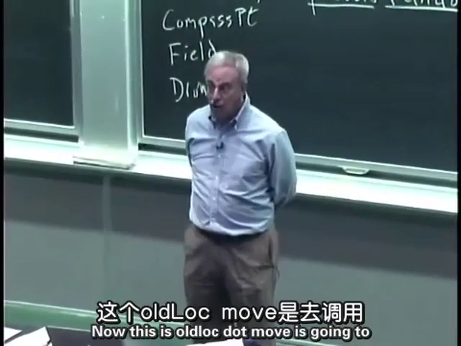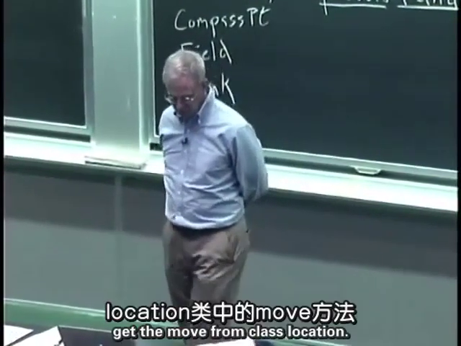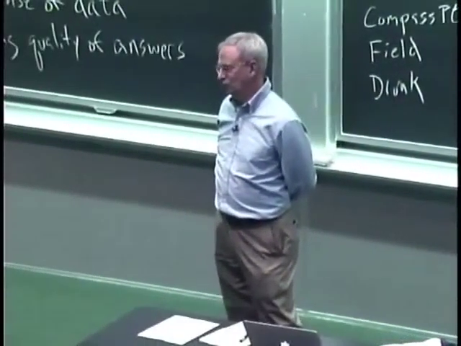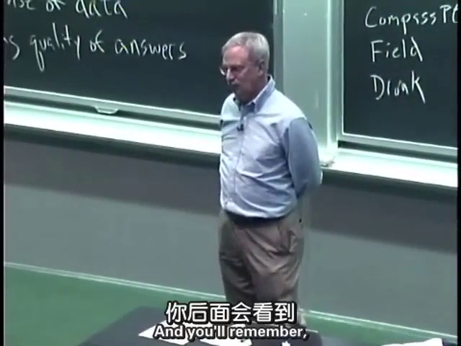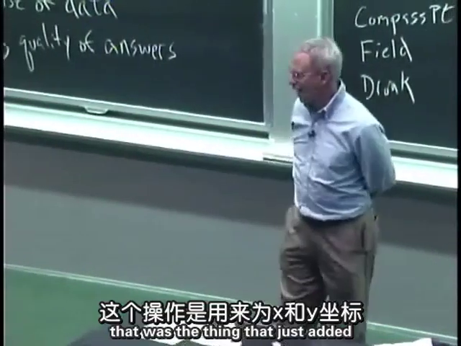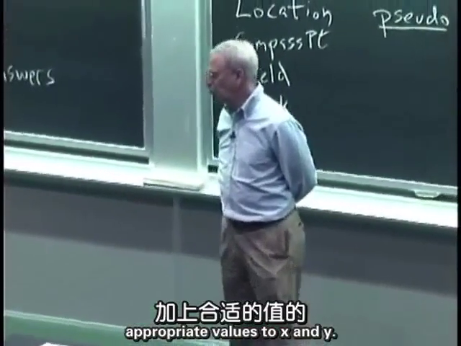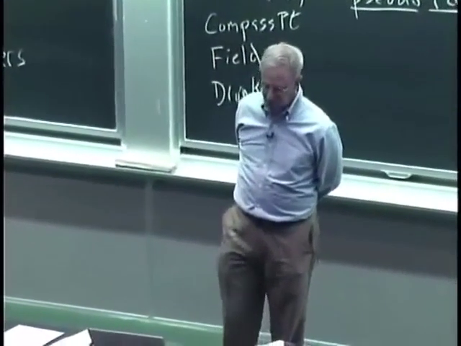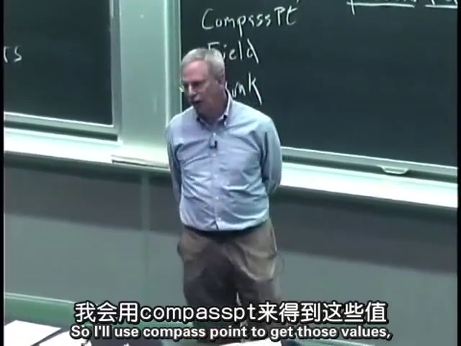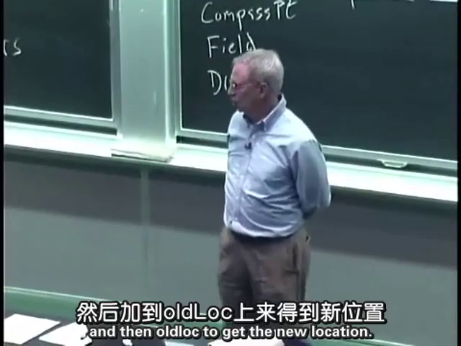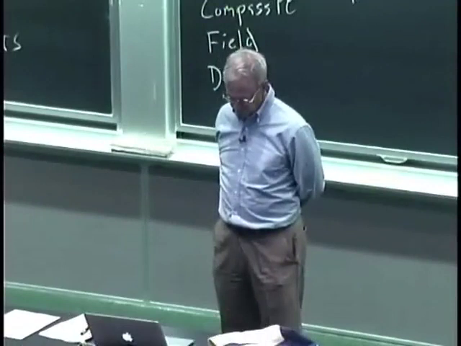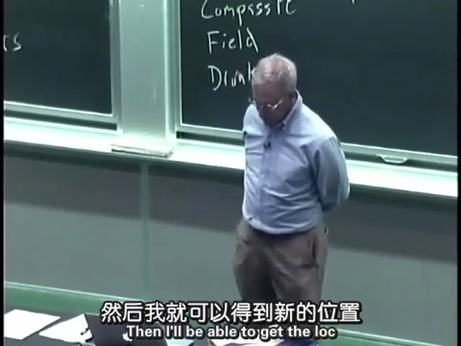Now oldloc.move is going to get the move from class location. And you'll remember that was the thing that just added appropriate values to x and y. So I'll use compass point to get those values, and then oldloc to get the new location. Then I'll be able to get the loc, and I'll be able to get the drunk.